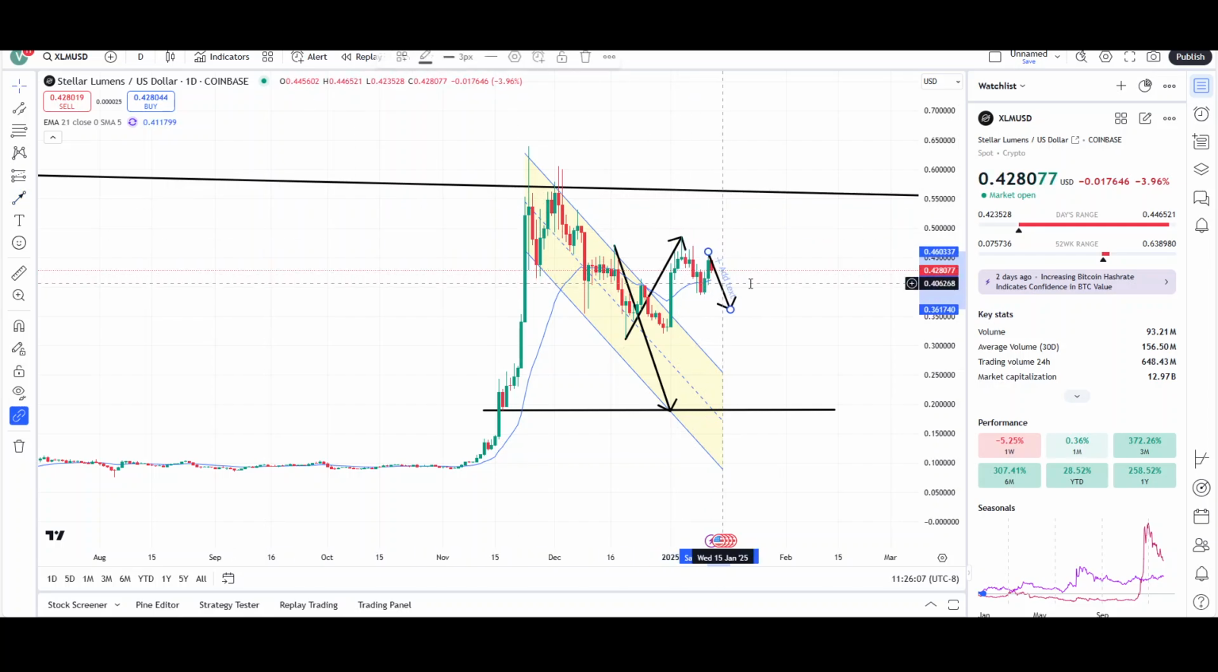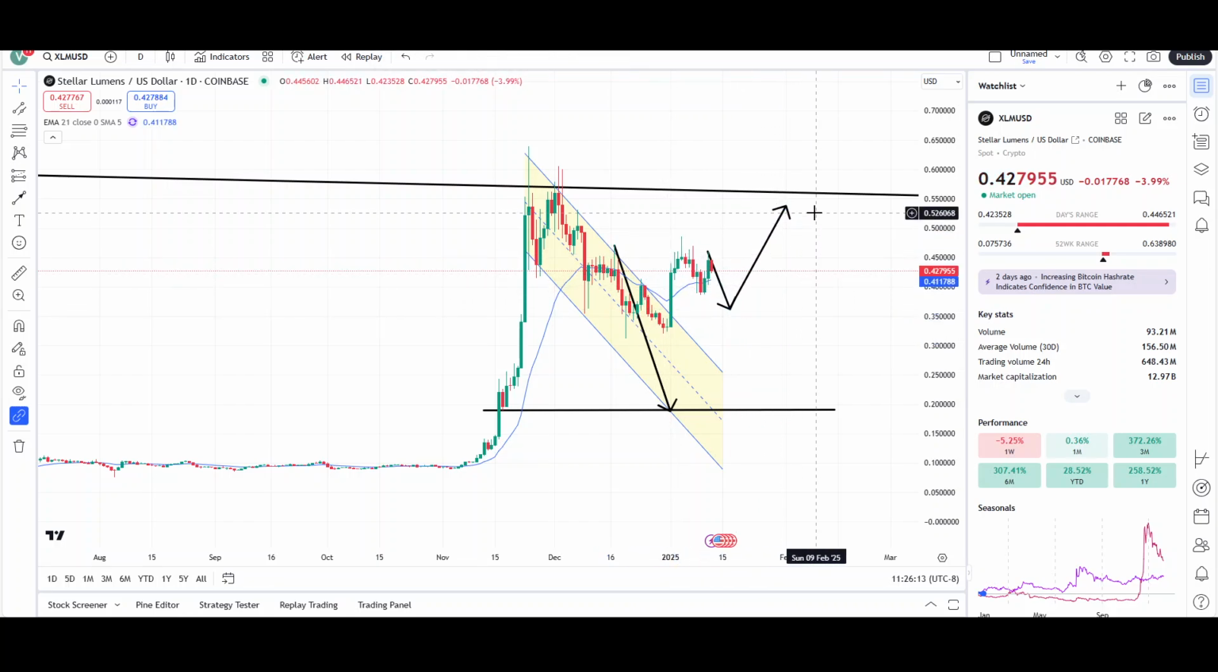We could get another drop at the 36 cents level. As long as price finds support there, we can rally up to the 54 cents level. So overall, it looks like price has found at least a temporary bottom. We are making higher highs, higher lows. I'm expecting a correction to take place.